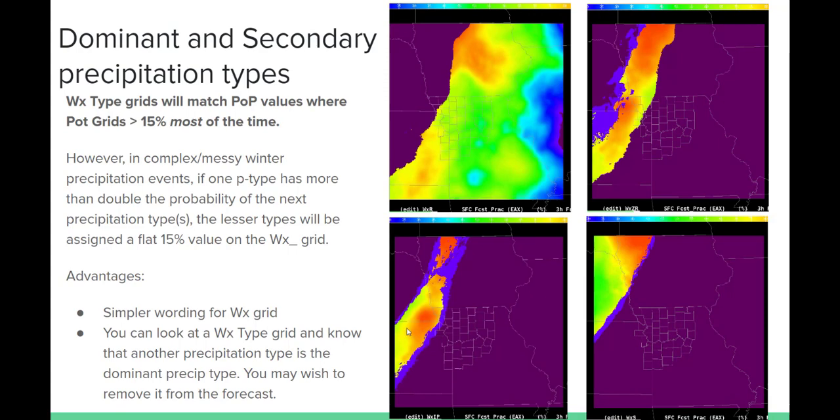The other advantage is that you can look at one weather type grid, like the freezing rain grid here, and know that freezing rain isn't the dominant precipitation type that's forecast in this shaded area. There's one or more precipitation types that are most likely. In this case, both rain and sleet are the dominant precipitation types because they match the pop value. As a forecaster and grid editor, you will know you can remove freezing rain in this area if you don't want it without creating a consistency issue later. We'll talk more about this in the part 2 video.